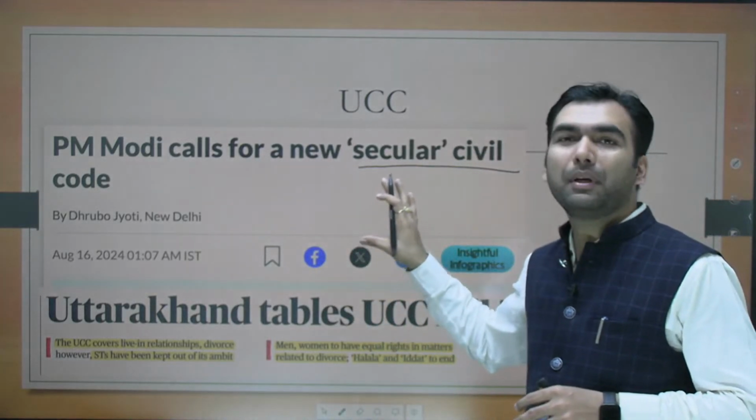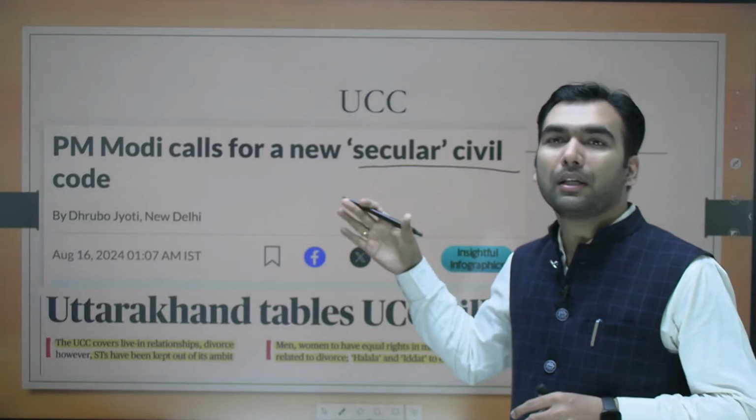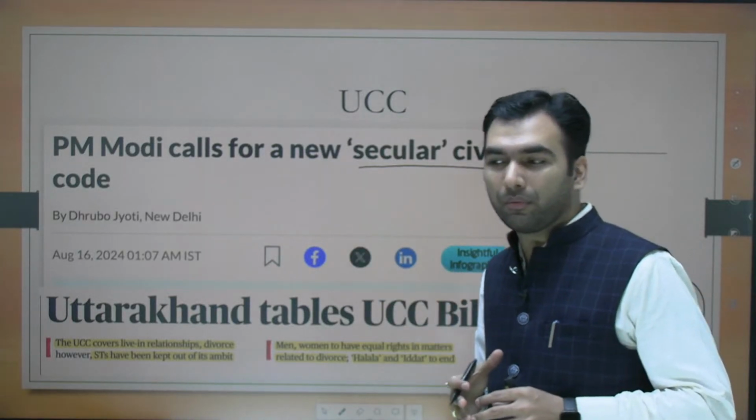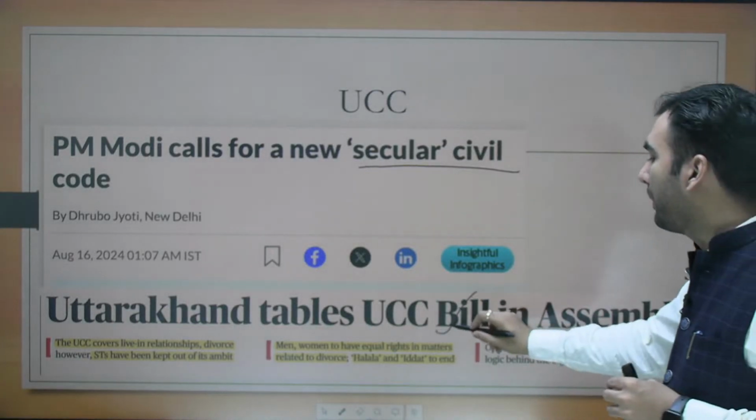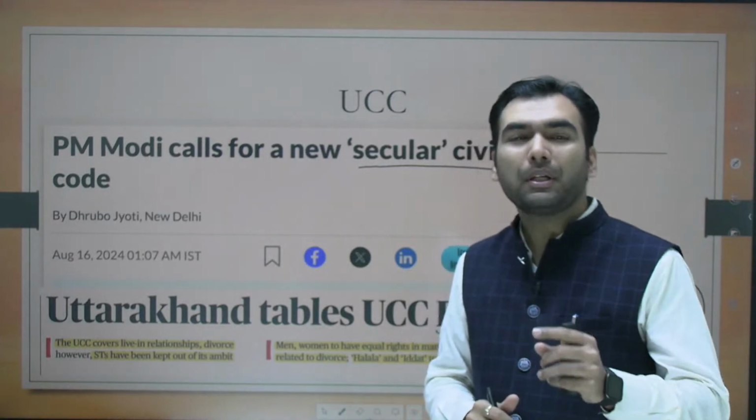Since the union government has not yet brought the uniform civil code, and we do not know what its provisions are going to be, in this class I am going to take you through the bill passed by, or the act passed by, Uttarakhand. The purpose of this is that obviously UPSC is not going to ask what Uttarakhand has done, but when I take you through the various provisions of the UCC bill passed by Uttarakhand, you will understand the complexities involved and the various terminologies.